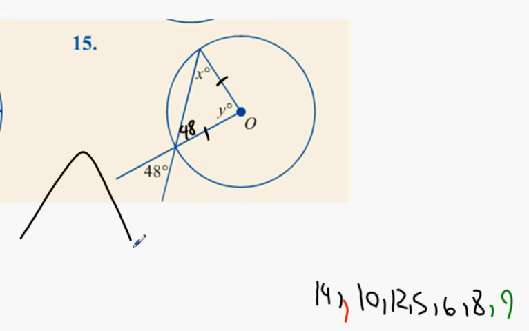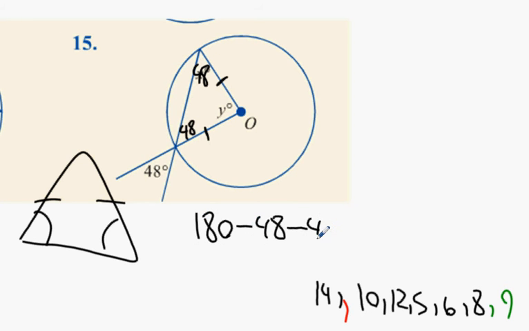In an isosceles triangle, when two sides are the same length, the two angles that look at the sides are also the same. 48. Yeah. 84. But well done. You knew exactly what you're doing. 84 degrees. Everybody happy with that?